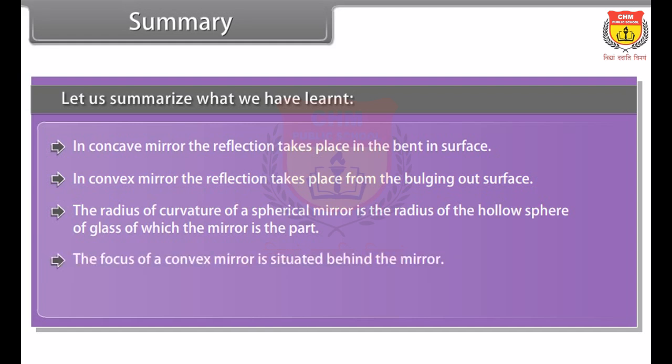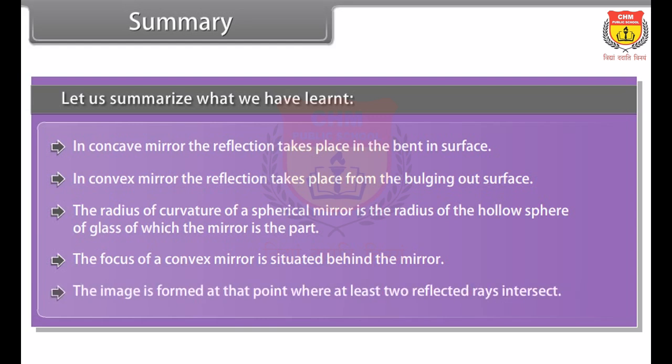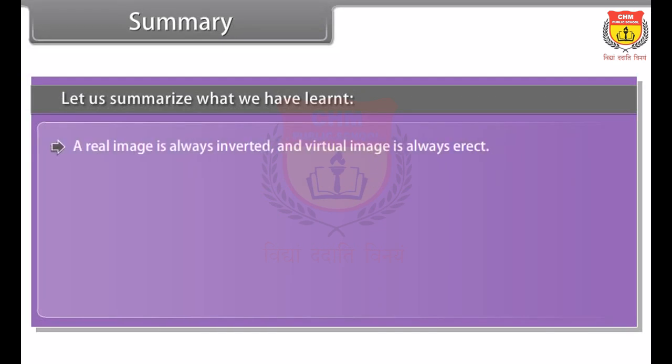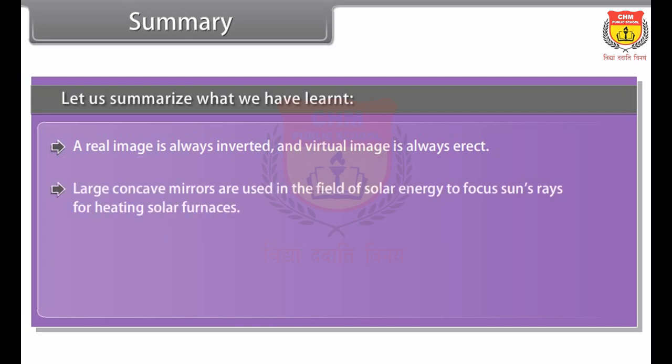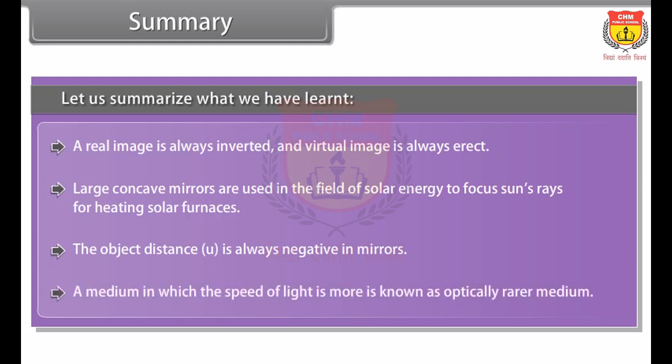The focus of a convex mirror is situated behind the mirror. The image is formed at that point where at least 2 reflected rays intersect. A real image is always inverted and virtual image is always erect. Large concave mirrors are used in the field of solar energy to focus sun's rays for heating solar furnaces. The object distance u is always negative in mirrors. A medium in which the speed of light is more is known as optically rarer medium.